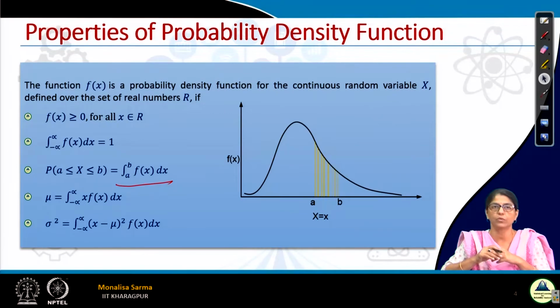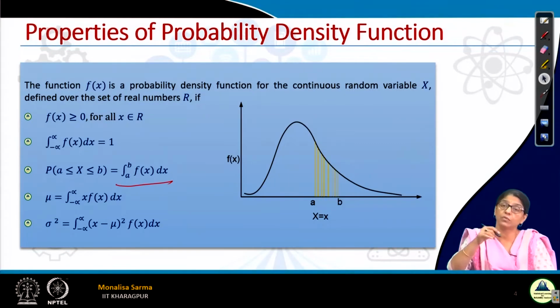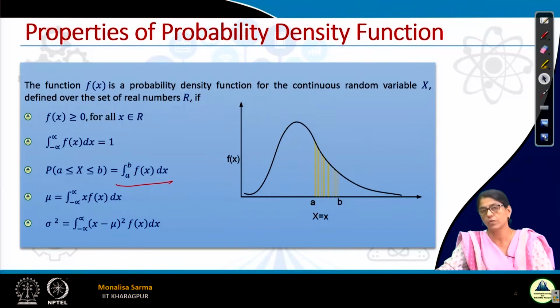For finding out mu, the mean, or I should say the expected value, and the variance, it is the same as what we have done for the discrete probability distribution. But instead of summation, there we used summation, here we will use integration: mu is the integration of x f(x), and for sigma squared it is the integration of (x minus mu) whole square f(x). It is the same, just summation gets replaced by integration, because here we are concerned with the area within that range. So we will be integrating it.